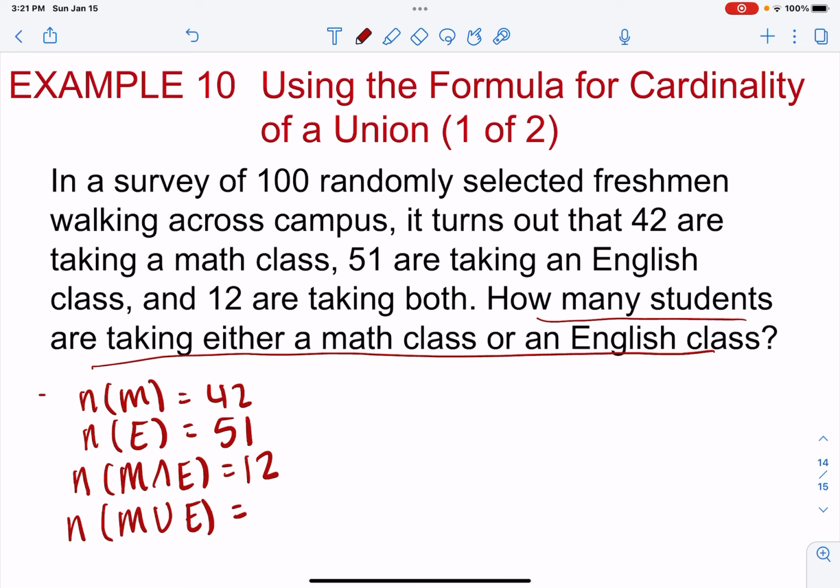So I would say that it would be 42 plus 51 minus the 12 that are in both. So 42 plus 51 is 93, right? And 93 minus 12 would be 81. So 81 students are taking either math or English or both. All right, that's the end of that.